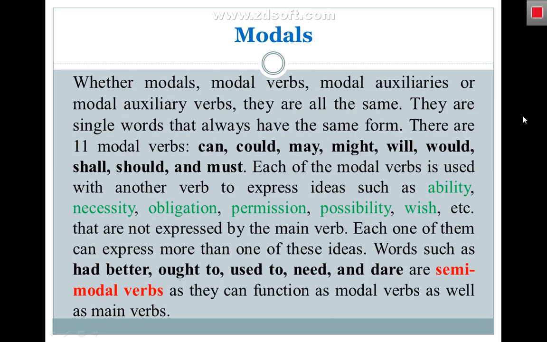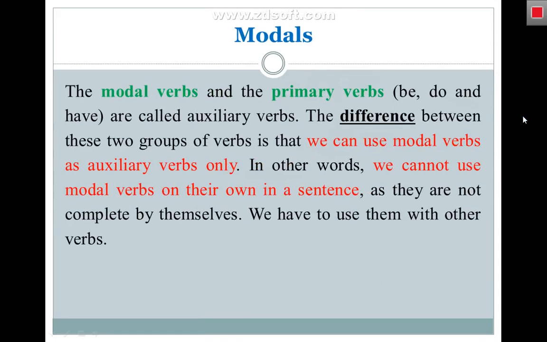Good. Next, here we have a distinction between modal verbs and primary verbs. You see, both of them are called auxiliaries. Be, do and have are also auxiliary verbs. We took this in the first course. I remember. I hope you remember too. So what's the difference between these two groups of verbs?